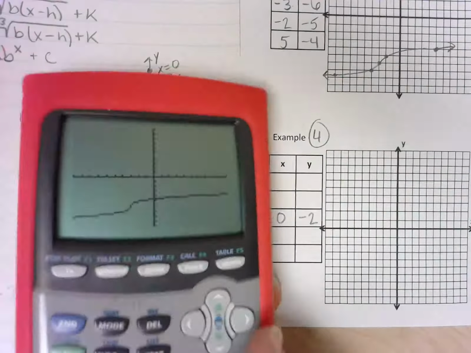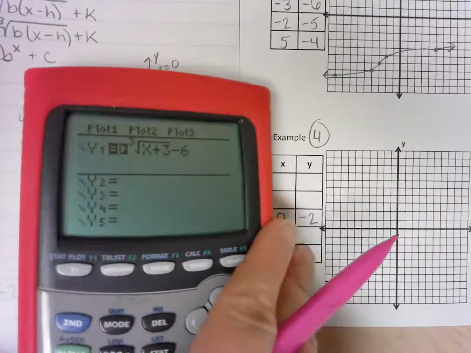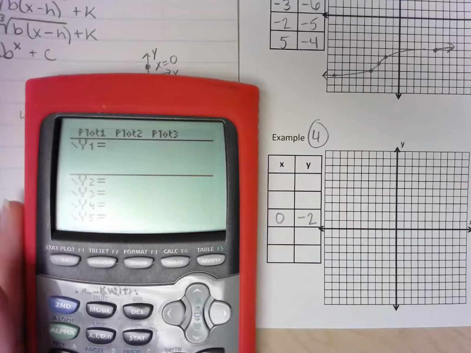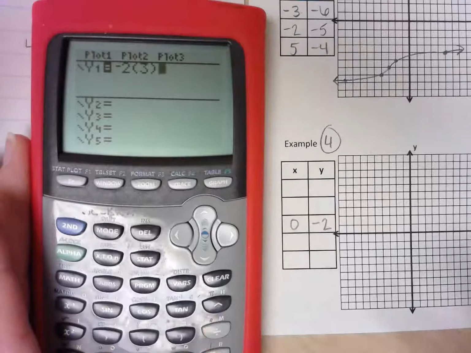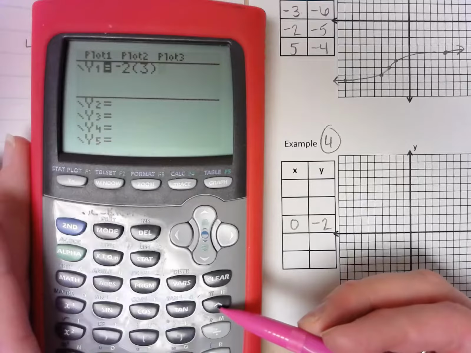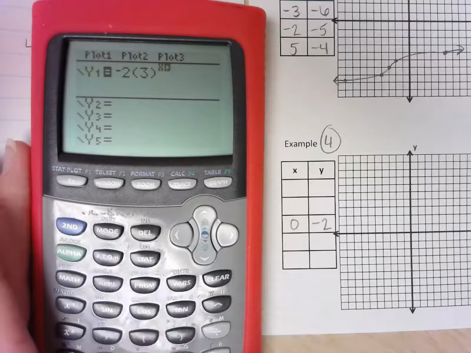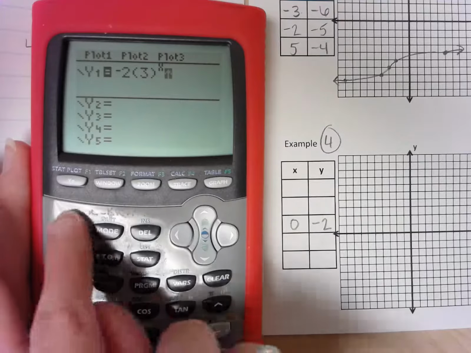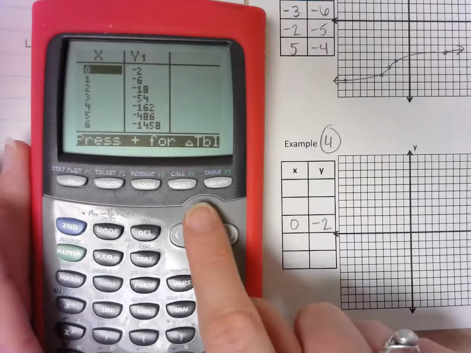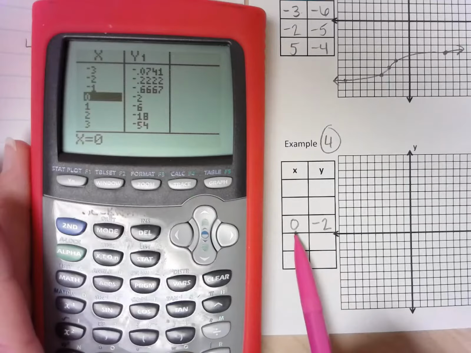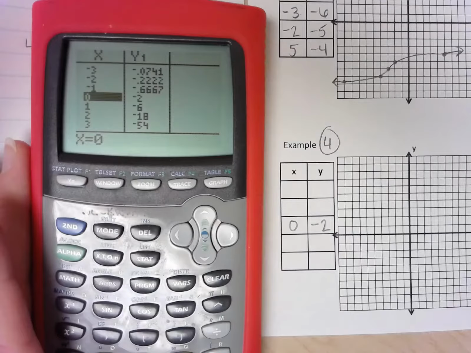Of course, clear out what you had in there before. So this time we have -2 times 3. To raise it to an exponent, underneath the clear button is what's called a caret key. So you can raise it to the x power. So do second table and scroll through and find that ordered pair that we say is our starting point. It does match up, 0, -2, which is our y-intercept.